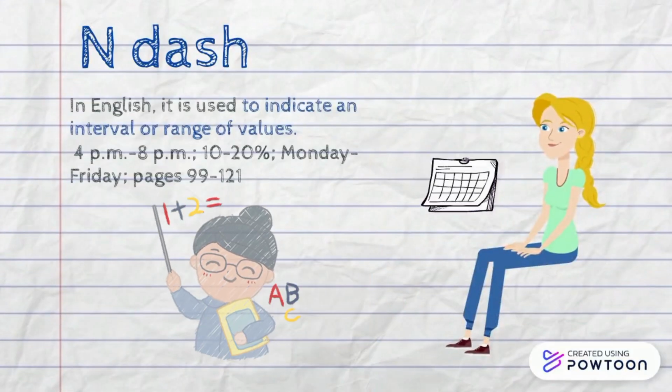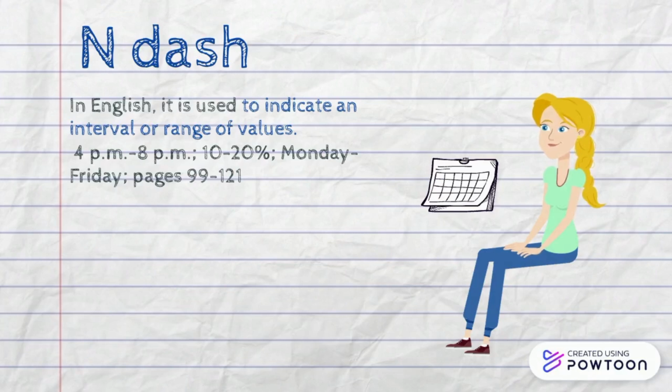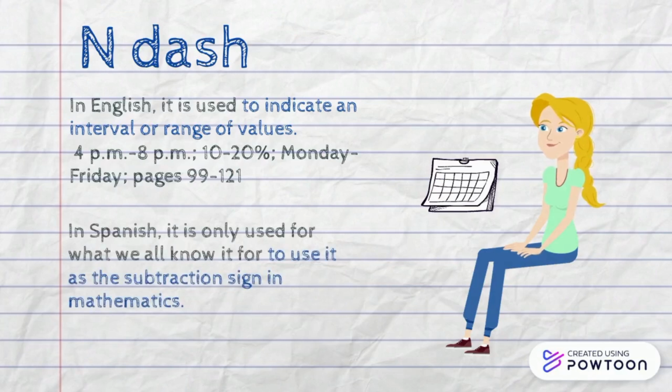En dash. In English, it is used to indicate an interval or range of values. For example, 4 p.m.–8 p.m., 10–20%, Monday–Friday, pages 99–121. In Spanish, it is only used for what we all know it for: as the subtraction sign in mathematics.